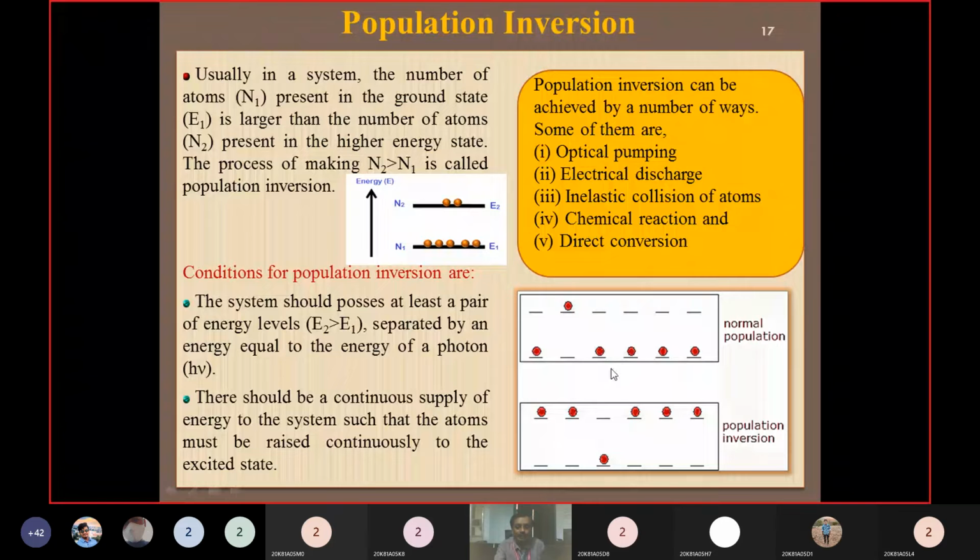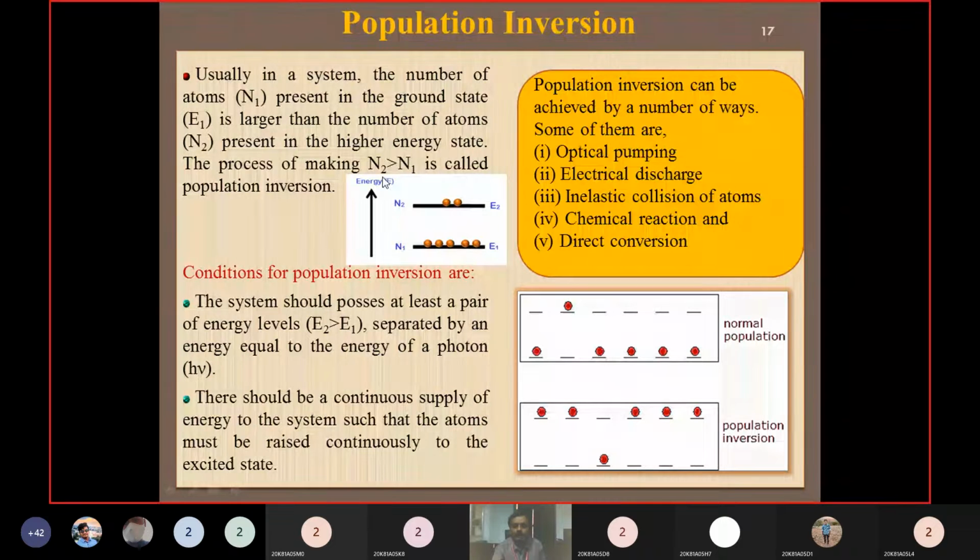I am saying again: this is the first energy state E1, where the number of atoms is N1. Here is the energy state E2, where the number of atoms is N2. According to this definition, N2 should be greater than N1. That means the number of atoms in the excited state is greater than the number of atoms in the ground state. This is called population inversion.